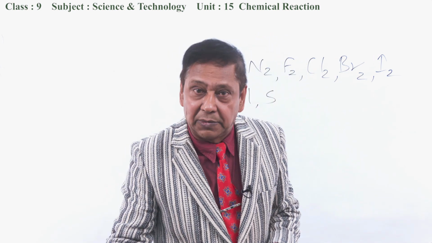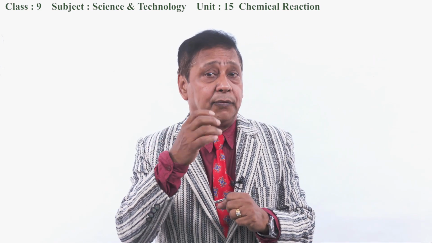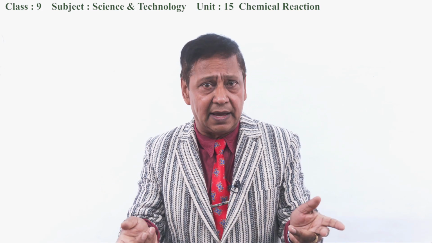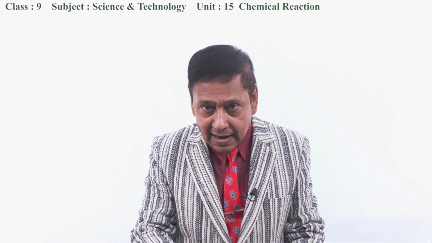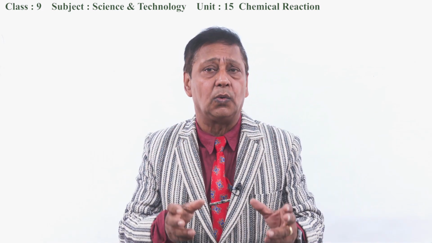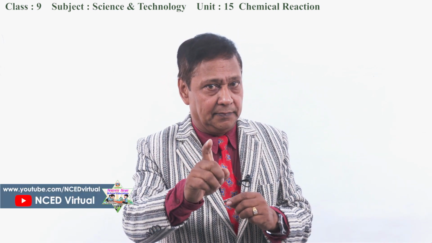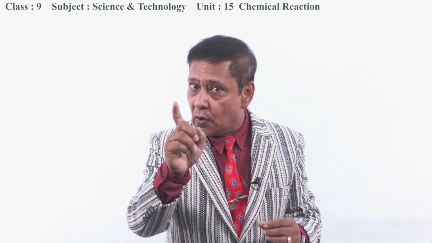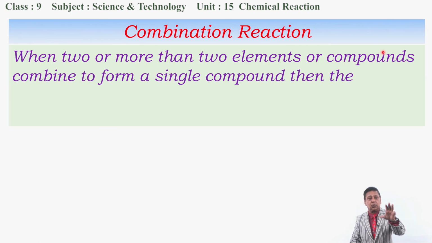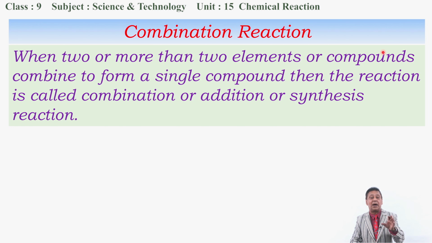I want to enter into chemical reactions. Basically, there are 4 types of chemical reaction. I want to mention them. One is called combination reaction. What is it? When 2 or more than 2 elements or compounds combine to form a single compound, then that chemical reaction is called combination. It is also called addition, and somewhere also called synthesis. Well, whether it is called combination or addition or synthesis, it is the same.